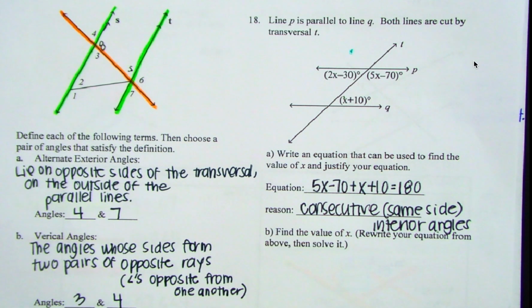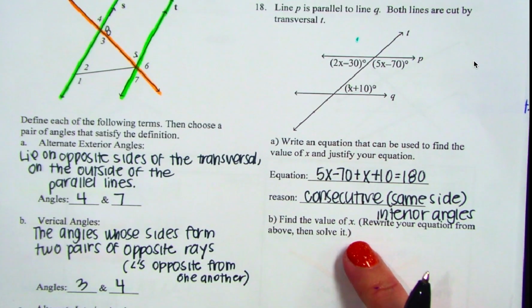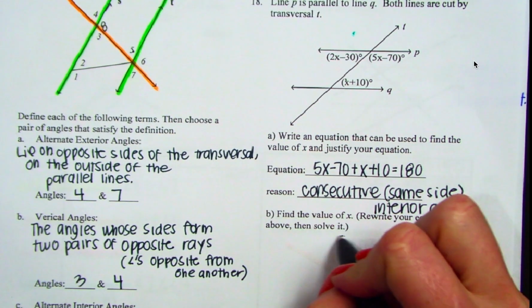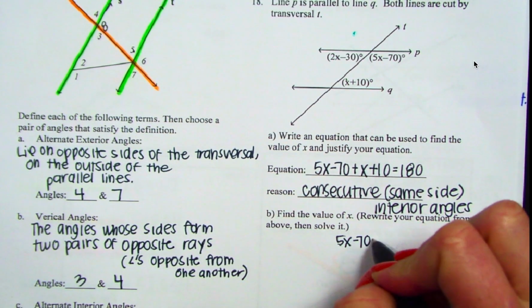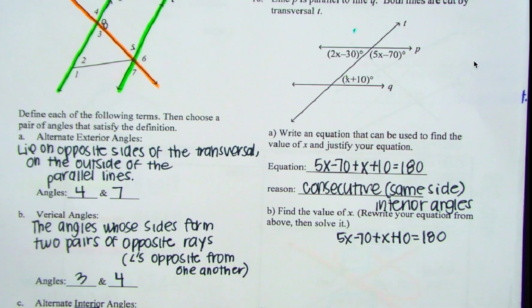All right, so those are supplementary. We added them, they're equal to 180. Now we're gonna find the value of x. So I'm gonna go ahead and rewrite that here, and I'm gonna solve for x.